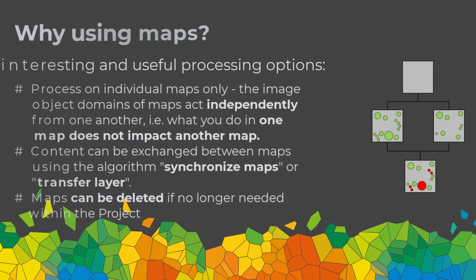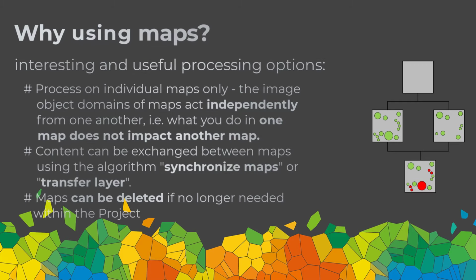Now a few points on why using maps makes sense. Again, that's a bit of repetition, but you can process on individual maps only. So the image object domains of maps act independently from one another. That's very important to understand. And what you do in one map does not impact another map. So you can do a totally different segmentation or refinement on a different map, and the main map, for example, is not affected. But the content can be exchanged between the maps using the algorithm Synchronize Maps.